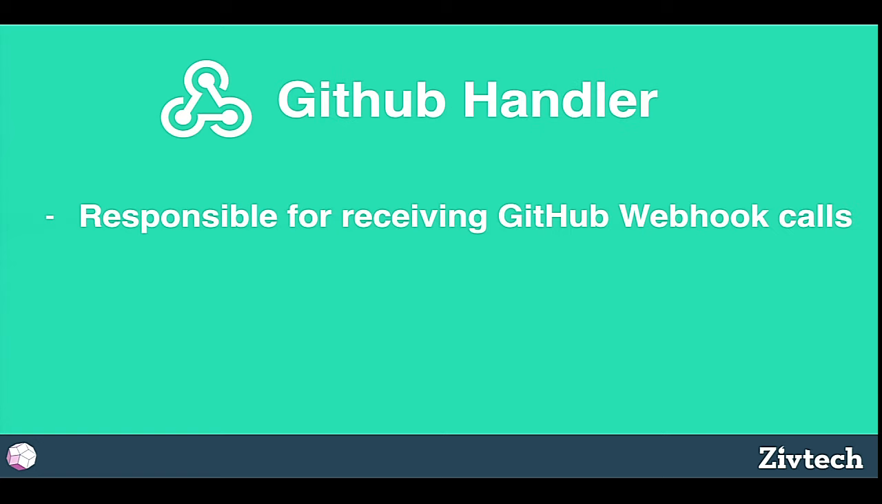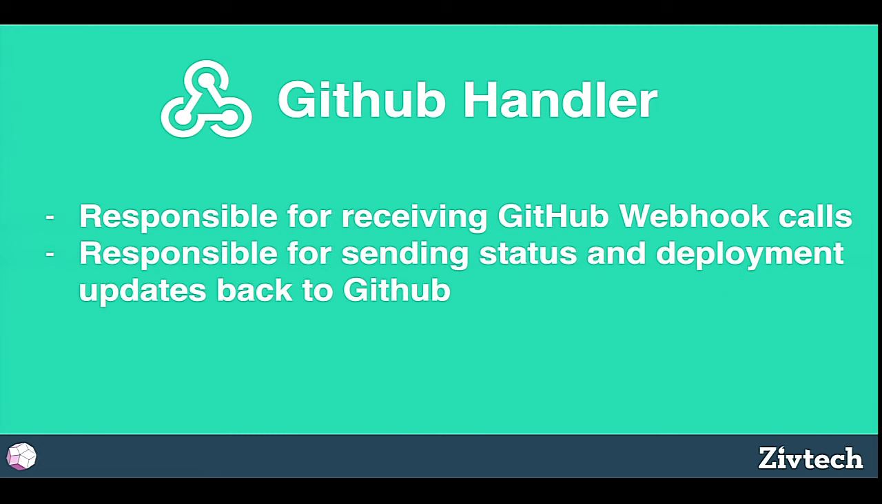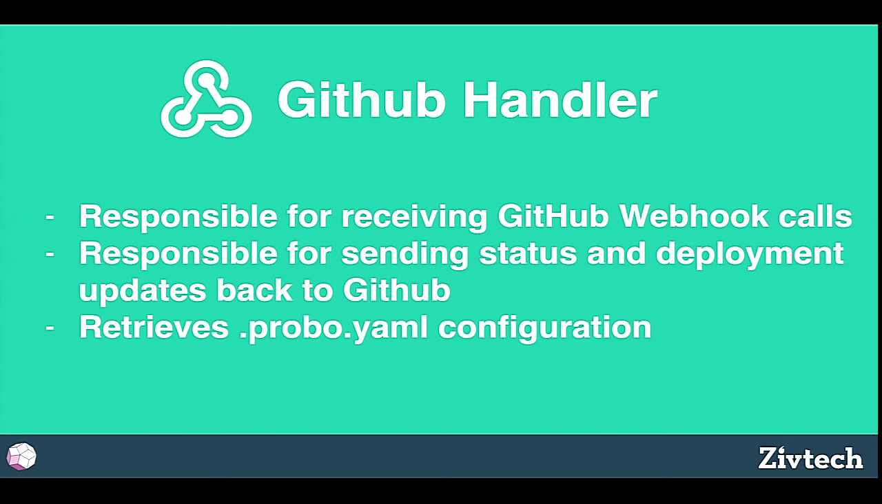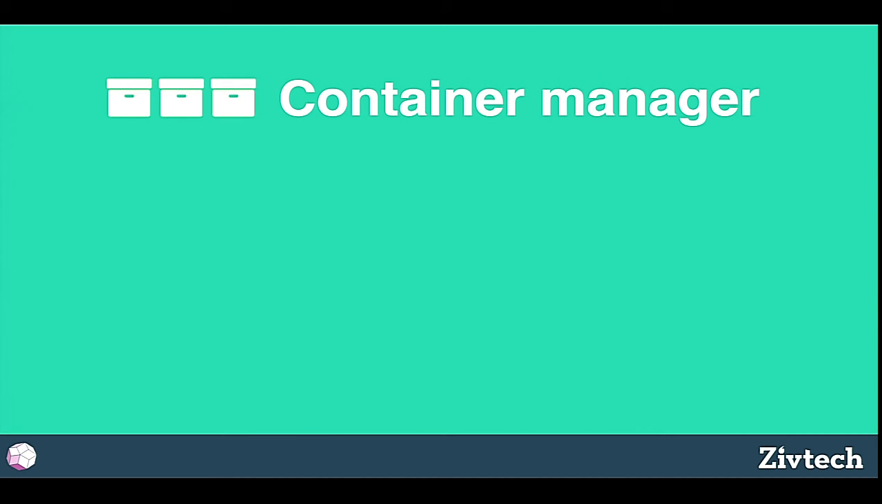The GitHub handler receives GitHub Webhook calls, responsible for sending the status and deployment updates back to GitHub. And it retrieves the Probo.YAML configuration. So that's a configuration file very much like a travis.yaml if you've seen that before. It just tells us how to build your site so that you can build sort of whatever kind of LAMP site you want on our architecture.